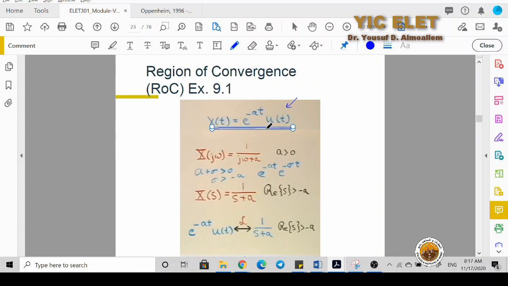So this is unilateral, and when we want to find the Fourier transform for it, we will find that this is the Fourier transform of this function, and this is for a greater than 0. So if a is greater than 0, then we will be able to find this exponential.